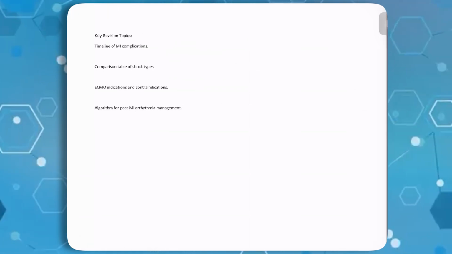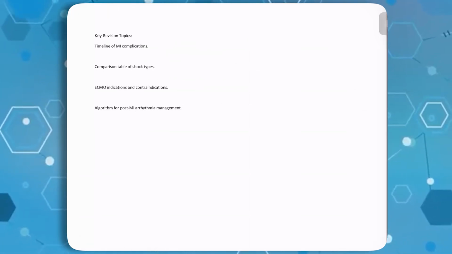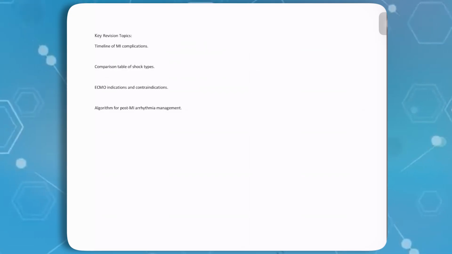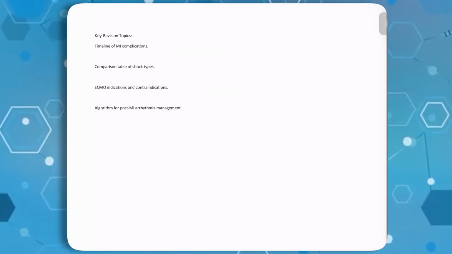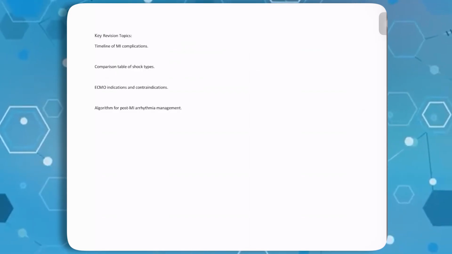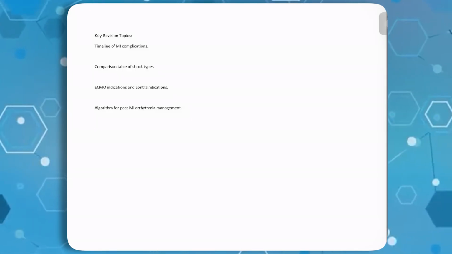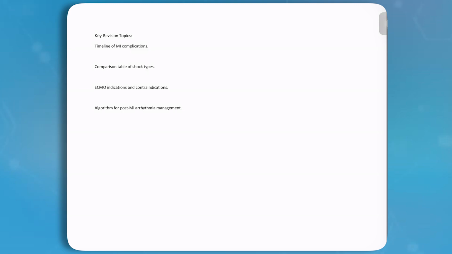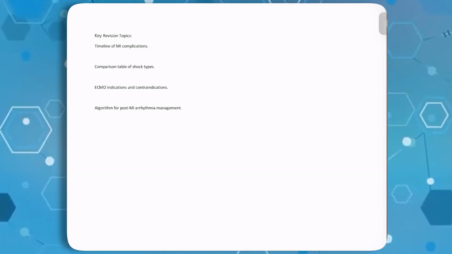So, key revision topics for you all. Number one, you have to have a timeline of MI complications, and don't confuse VSR with mitral valve regurgitation, because in MR it is usually pulmonary edema, but in VSR it will be shock, pulmonary edema and hypoxia. Then a comparison table for all the shock types: distributive, septic, hypovolemic, and cardiogenic. You should remember them by heart. Whatever happens to the heart rate, stroke volume, JVP, SVR, pulmonary vascular resistance, everything, cardiac output and index.